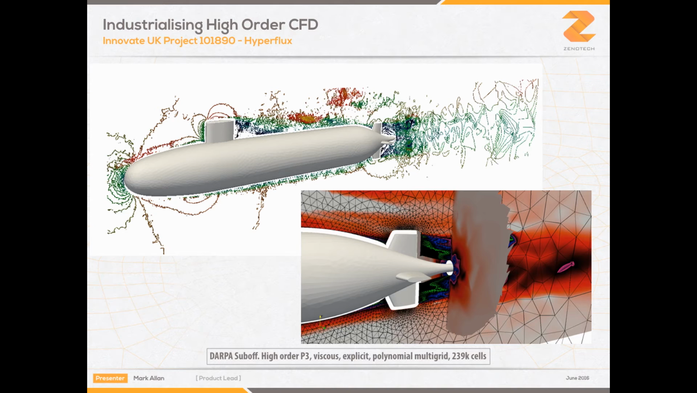And then finally, increasing the geometric complexity, here we have the DARPA SUBOFF model, which again was run with the high order solver with cubic polynomials, and again it was run viscous with the polynomial multigrid option.